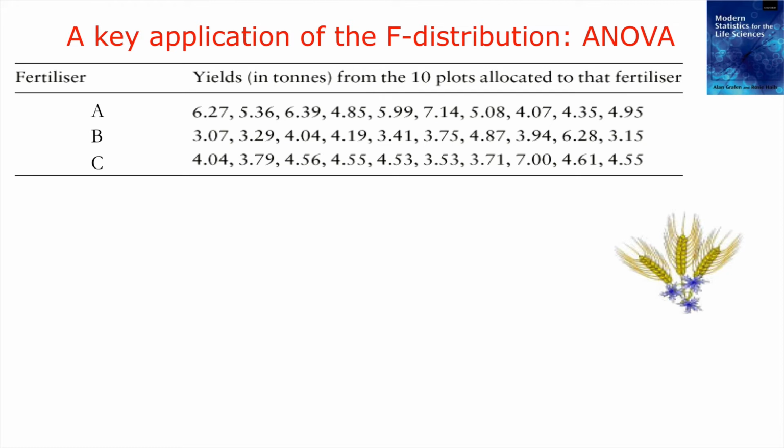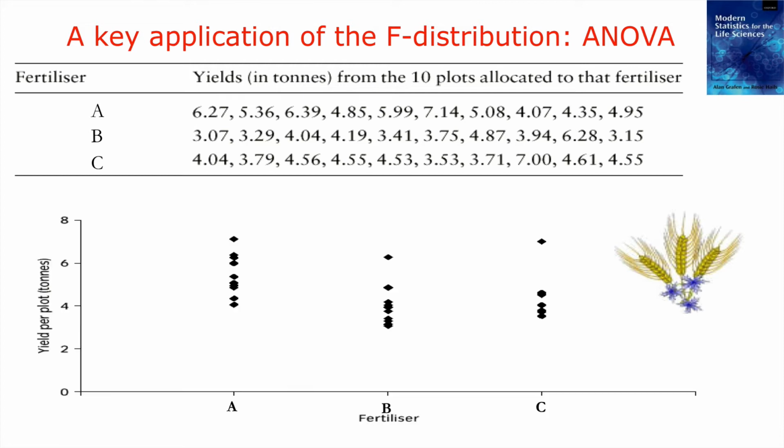Here we have yields of wheat according to three types of fertilizer, A, B and C. And in each of these cases we've got yields from 10 separate plots. The first thing to do when confronted with data is, of course, to visualize it, and here is what the data actually looks like. So we have the yield per plot against the type of fertilizer used for each of the fertilizer treatments. We've got 10 observations.